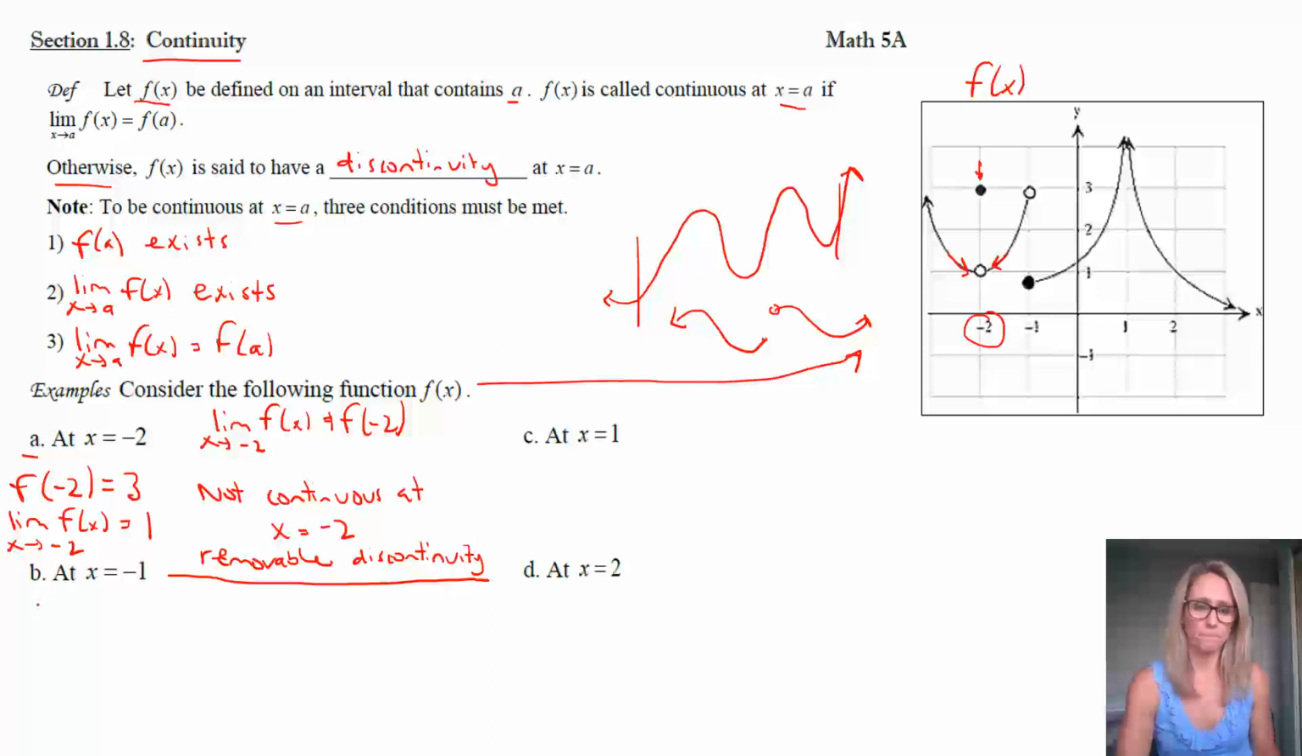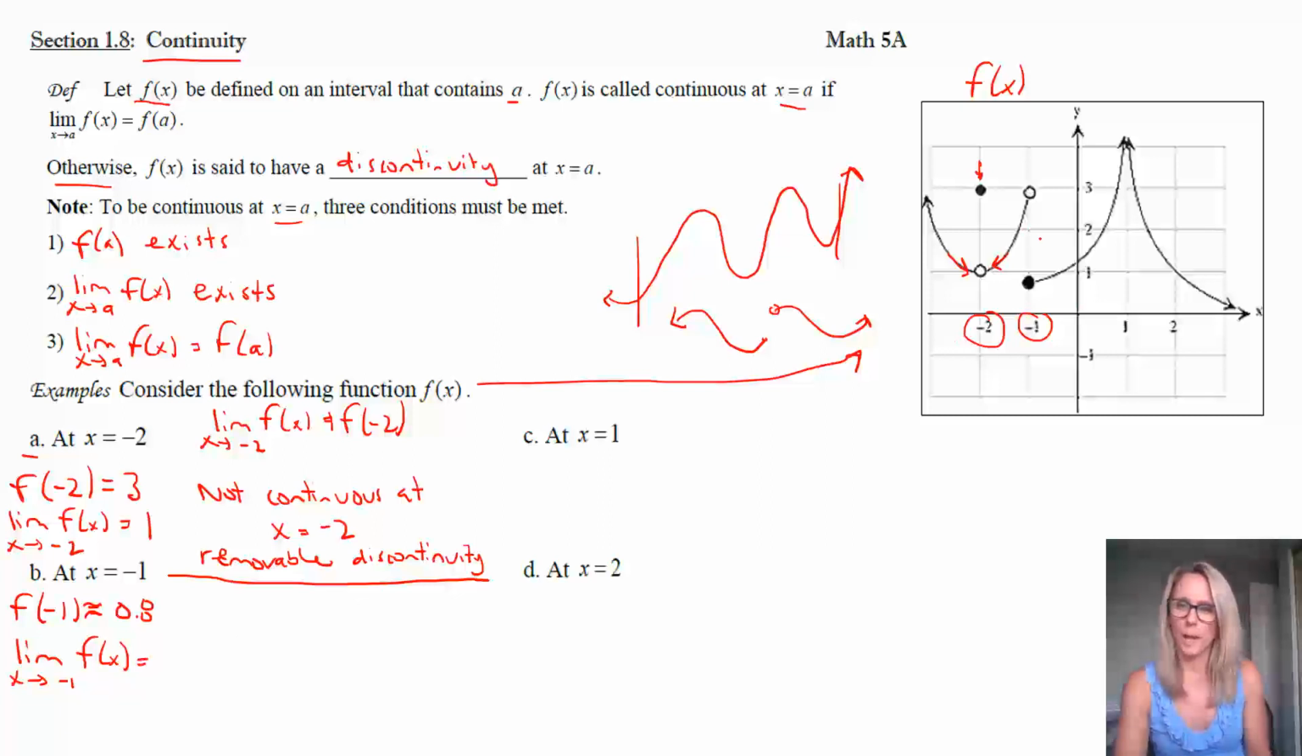Okay, moving on to B. I did put these all on the same page just so that we'd have our picture. But at x equals negative 1, let's take a look. So f of negative 1, let's see. We look at f of negative 1, and we do have a value. It's not quite 1. It looks like I might have to just estimate here, 0.8. But it's there.